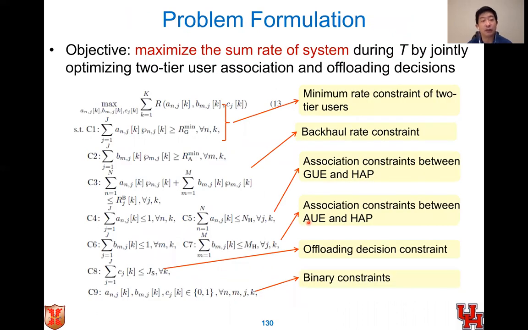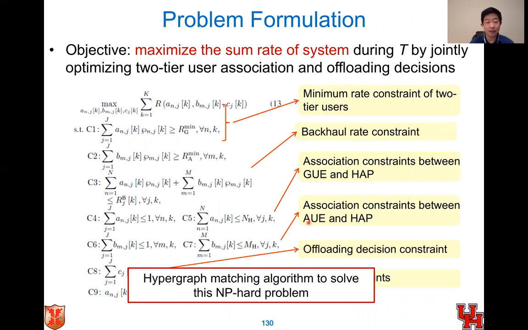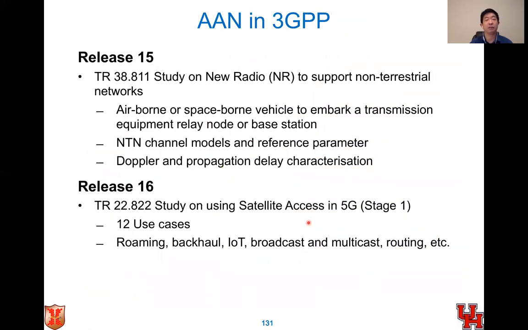Overall, we want to maximize the sum rate of the system by optimizing the two-tier user association and offloading decision with many different constraints. And this can be formulated as a hypergraph matching problem, which is NP-hard. I have a slide on my website about hypergraphs, and you can check to see how this kind of algorithm is done. It's an extension of the matching we talked about before.